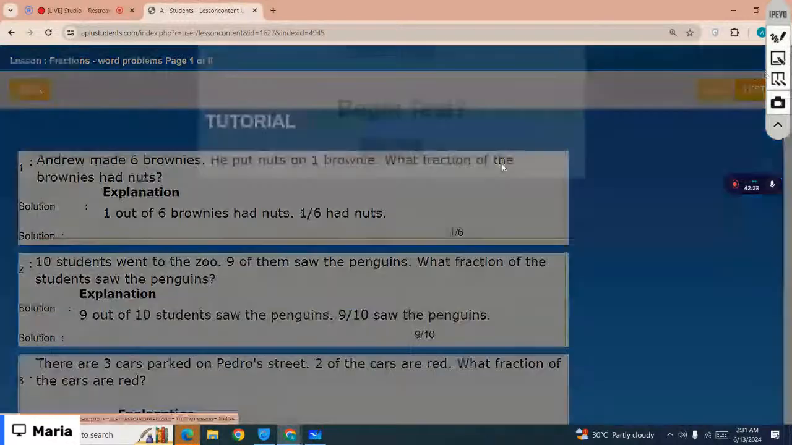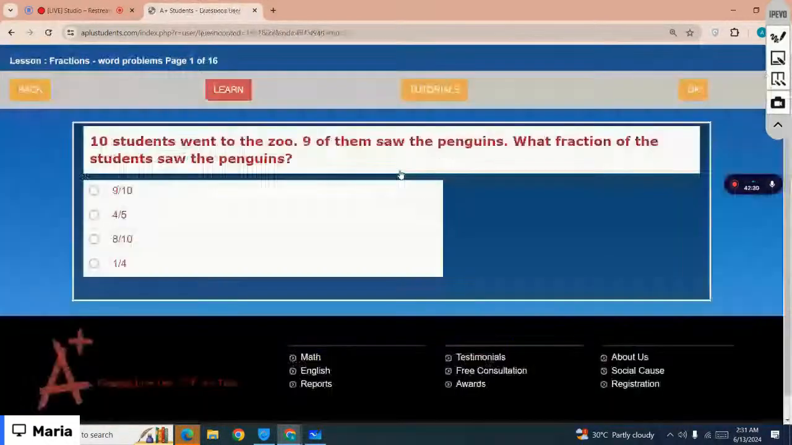Okay, let's just start with the test questions. 10 students went to the zoo. 9 of them saw the penguins. What fraction of the students saw the penguins? Which is the correct option? The correct option is 9 out of 10. Option number 1 is the correct option. Got it?